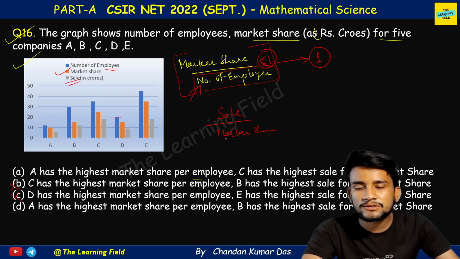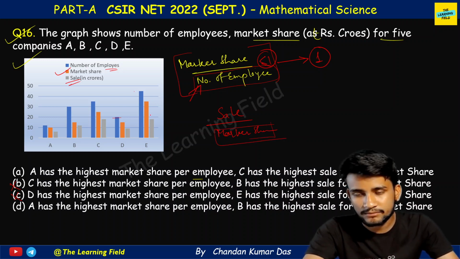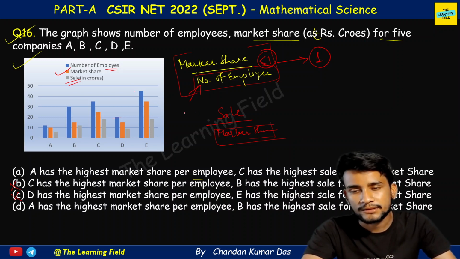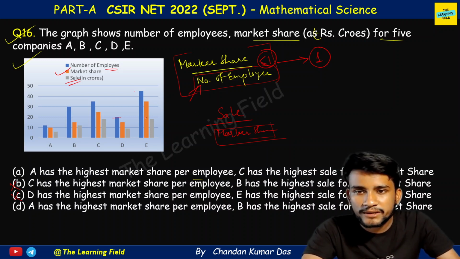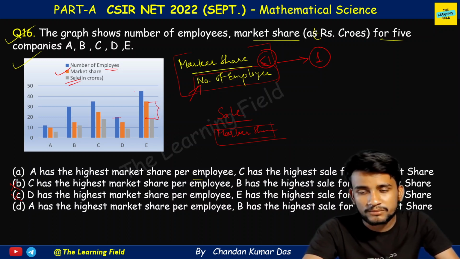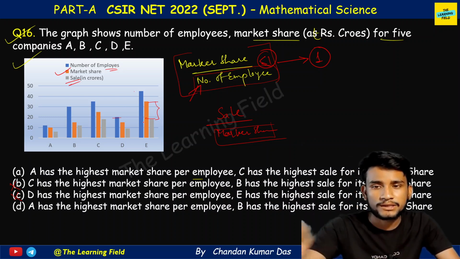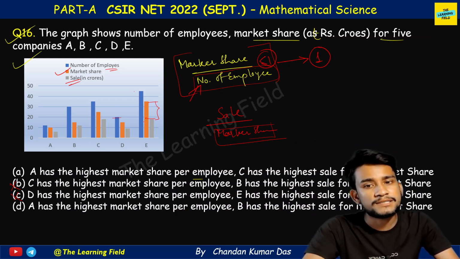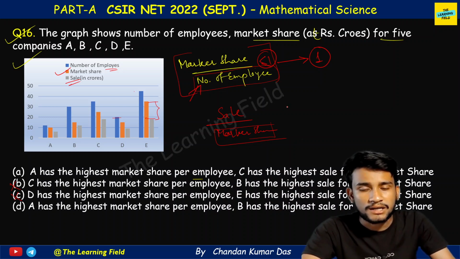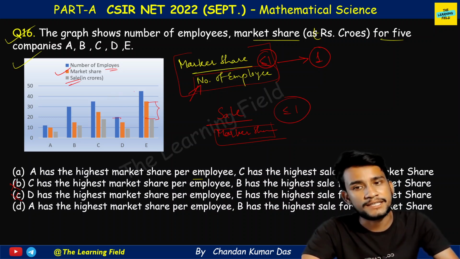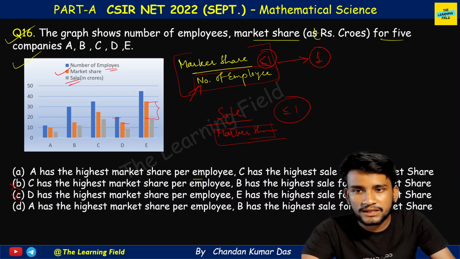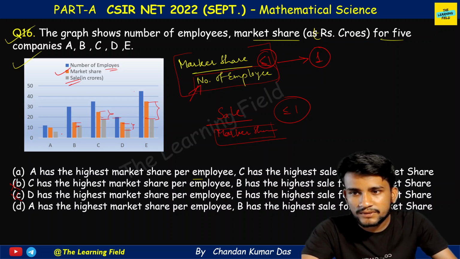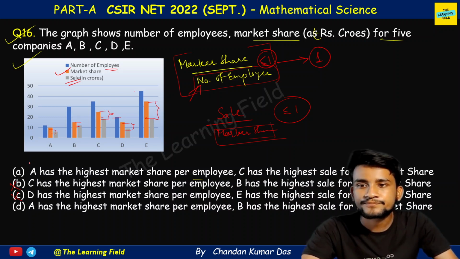In this case also, in each case the value of market share is high, मतलब बड़ा है यहाँ पे, greater than the sale. Therefore we have to minimize this distance. In which case the distance of these two curves is minimum, that gives the highest sale for its market share, because this ratio is also less than or equal to 1 in each case. So this is the ratio, then this one is the difference, then this one is the difference, and then this one is the difference.